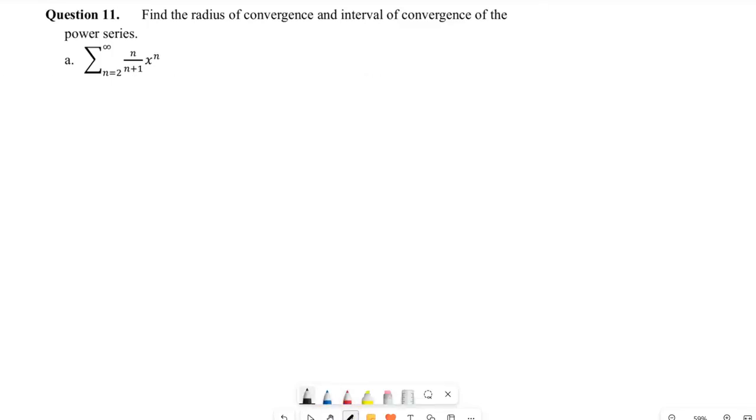The question is, we have a power series given, the sum of n by n plus 1 times x to the power n. We need to find the radius of convergence and interval of convergence. So we are going to use the ratio test here.